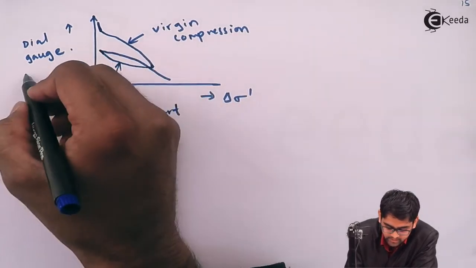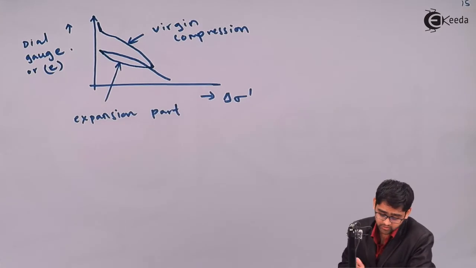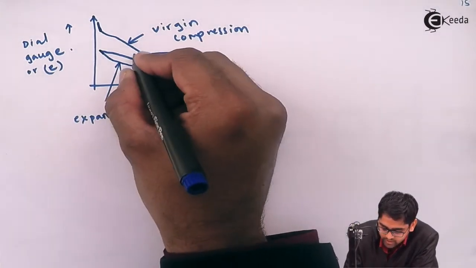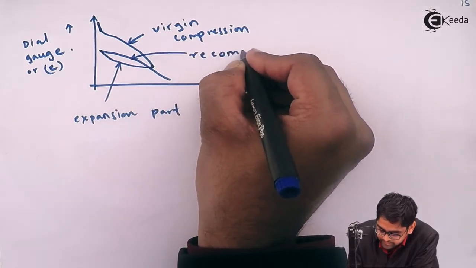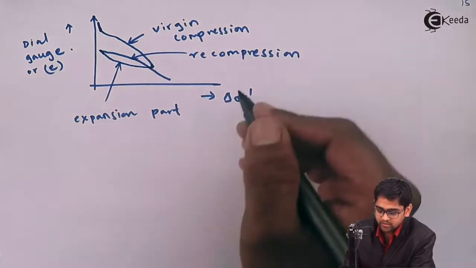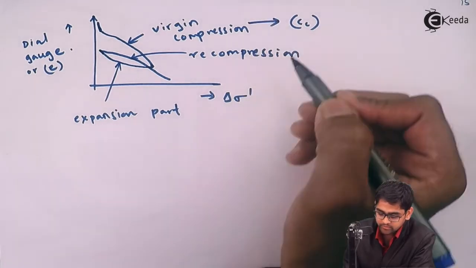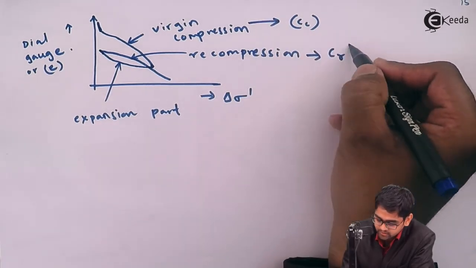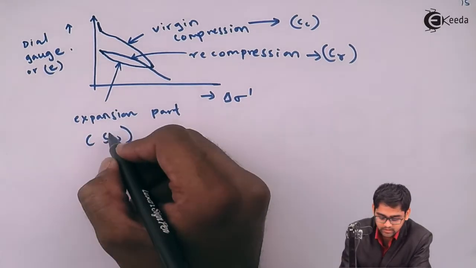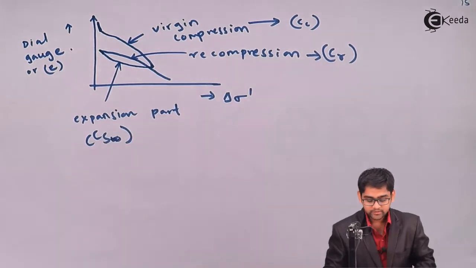Here you can place the dial gauge reading or the void ratio. Anyway, both are representatives of the same. So this is the expansion part and this is the recompression part. Based on the slope of the virgin compression curve, we have defined the compression index, Cc. The slope of the recompression curve is denoted by Cr, and the slope of the expansion curve, which we call the swelling part, is Cs.